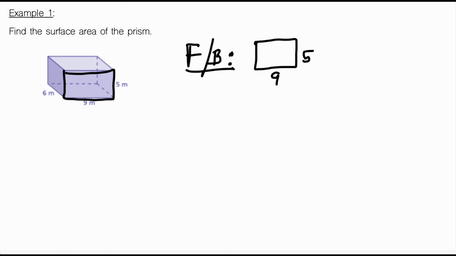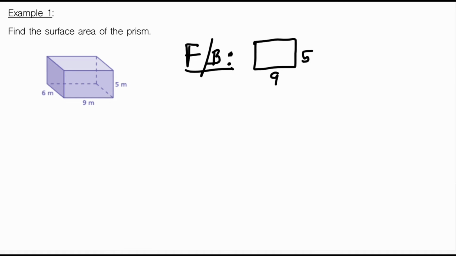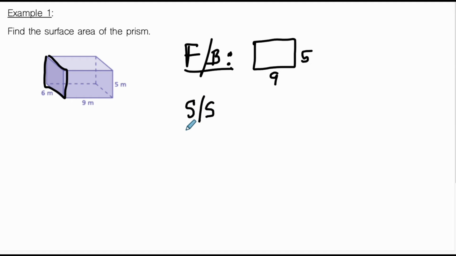Now we also have these 2 side rectangles. I'm going to try my best to draw those in black. And those are 6 inches by 5 inches. So I'm going to call those side. Those are the 2 sides. And just a rough sketch, it's 6 inches by 5 inches. And there's 2 of those.